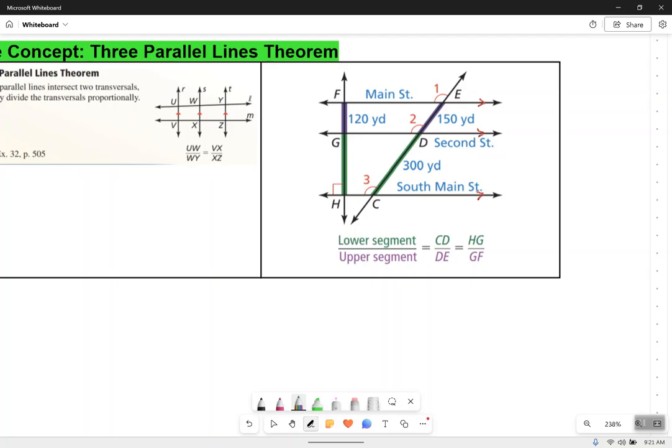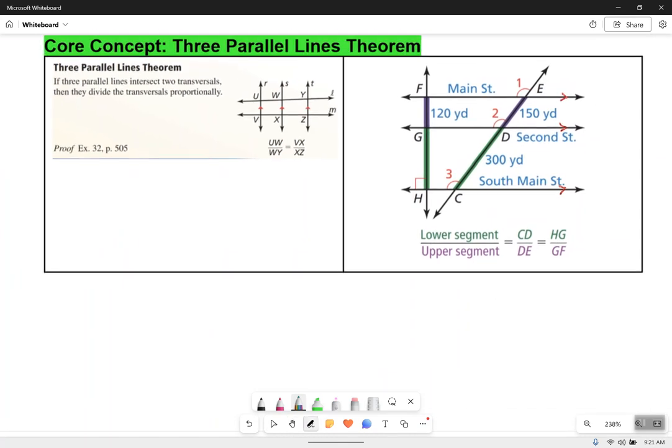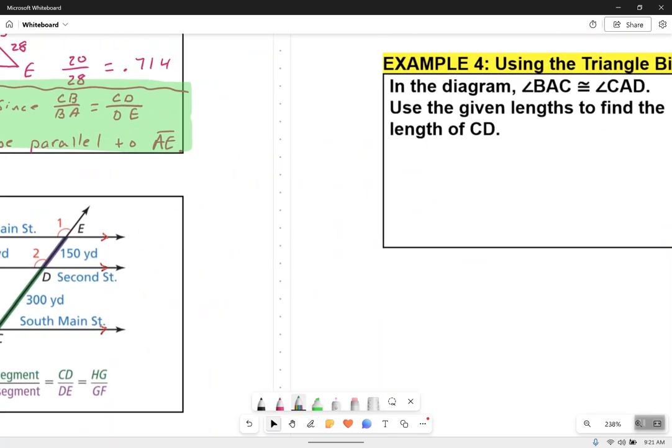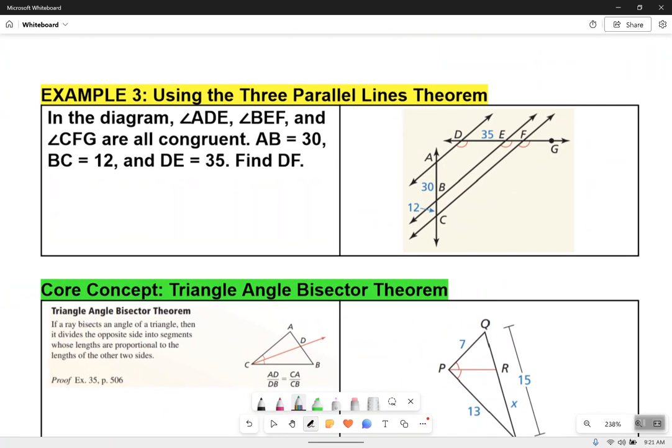Okay? All right, so let's take a look at this and try and see what we can come up with, all right? Everybody with me on that? Okay. Boys, make sure we're listening. All right, here we go. This is a kind of tricky one, okay? Guys, it says in the diagram, angle ADE, angle BEF, and CFG are all congruent. Okay, all these angles up here are congruent.